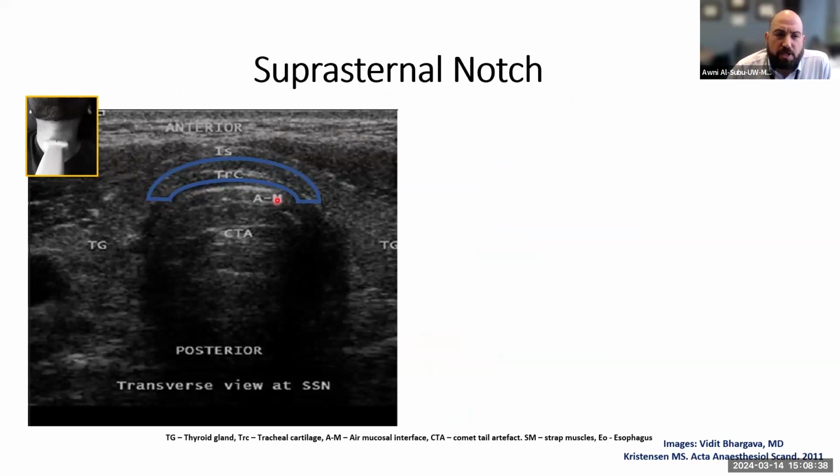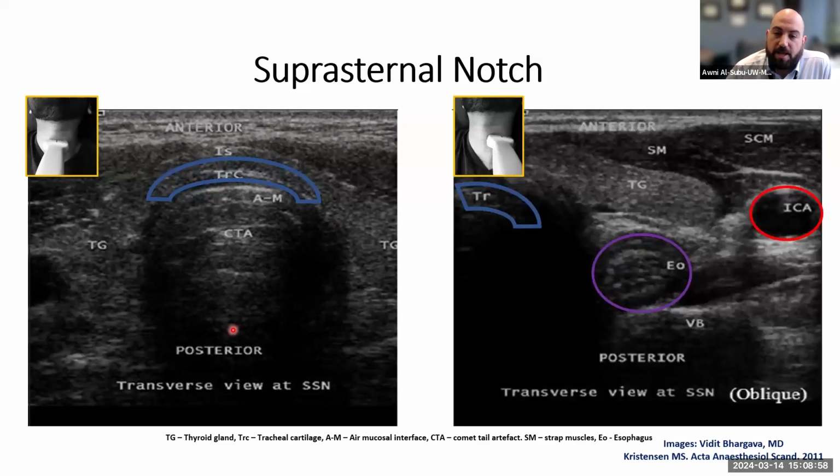You will see the tracheal cartilage, which is in the near field here. Then you will see the thyroid gland, and then a posterior shadow down to the end of the screen, which is due to the air in the trachea, called the single comet tail artifact, or in the picture as CTA.